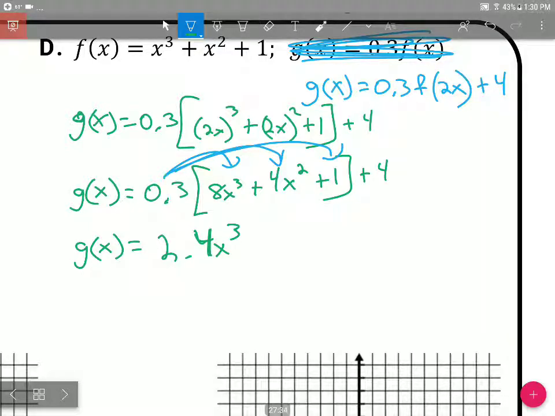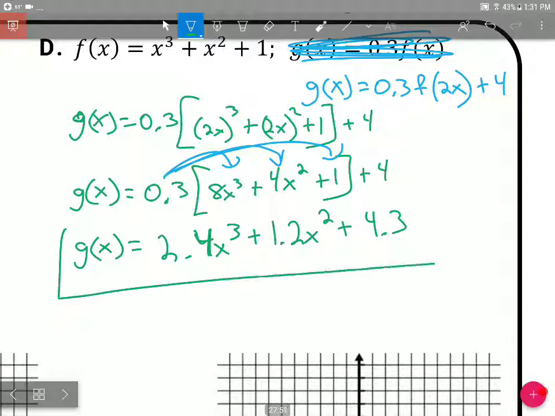What is 3 times 4? Move the decimal back, you get 1.2x squared. What is 0.3 times 1? 0.3. Let's go ahead and add the 4. So that's 4.3. Cool? And that is the resulting function.